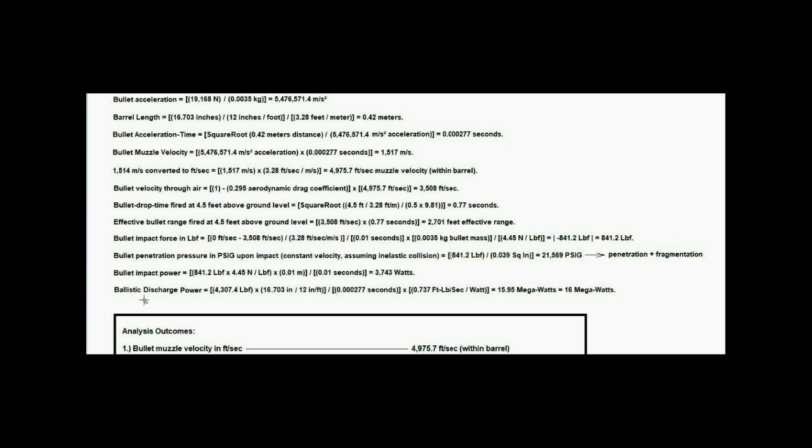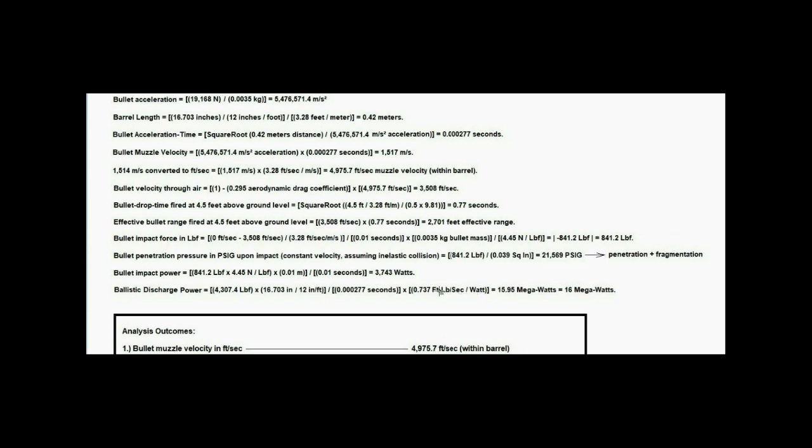And then lastly, we have the ballistic discharge power. This is the power involved in accelerating the bullet through the barrel. So we know that power is force times distance, the foot-pounds or the Newton meters of work, divided by time. So if an X amount of foot-pounds of work is carried out in less time, then the power goes up. If an X amount of foot-pounds of work is carried out in more time, then the power goes down. So we take this large amount of foot-pounds per second and multiply it times 0.737 foot-pounds per second, which is equal to a watt.